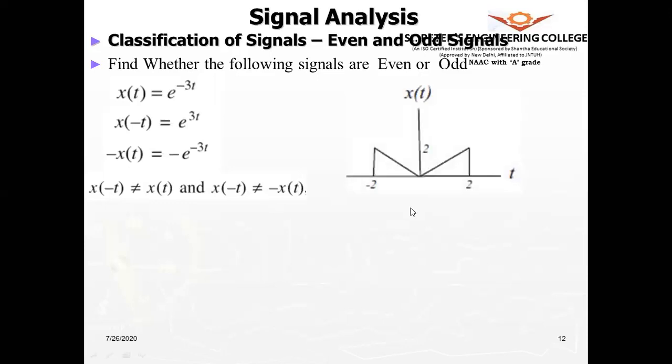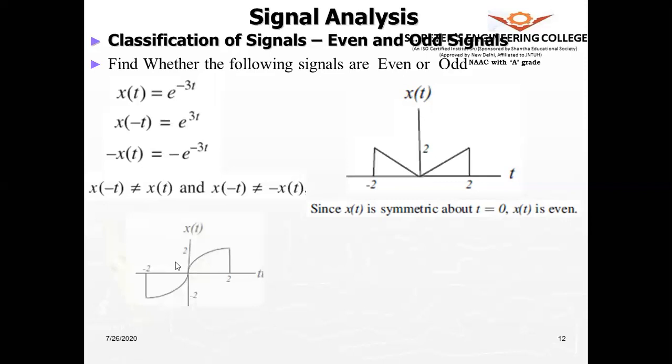Similarly, that was in function form to check whether a given signal is even or odd. Now, if they have given it in graphical form, we know that this is an even signal because x of t is equal to x of minus t. That means if you fold along the y-axis, the signal is symmetric. Therefore, it is an even signal because x of t is equal to x of minus t.